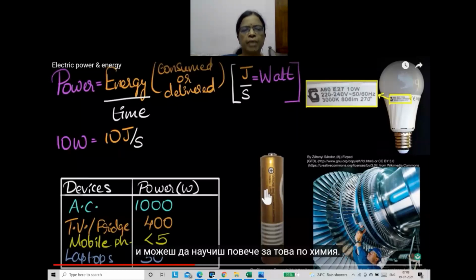Then we can see some devices and their powers. AC, 1000 watts: 1000 joules of energy consumed in 1 second. And TV or fridge, 400 joules of energy it consumes in 1 second. But mobile phone, less than 5, laptop, 50, etc. Like that, they consume electrical power. So that is 10 watt, and we can see the explanation.